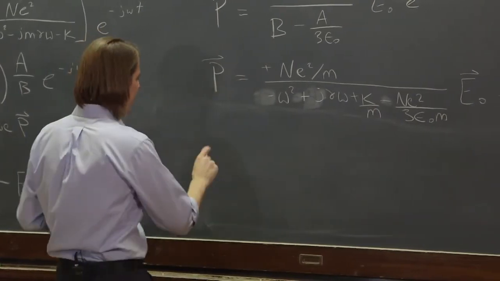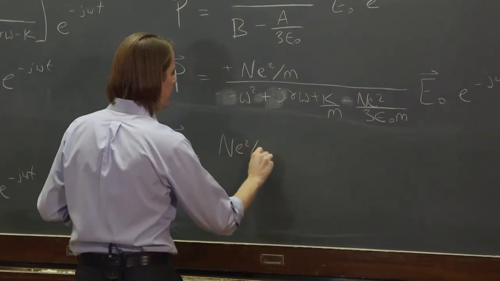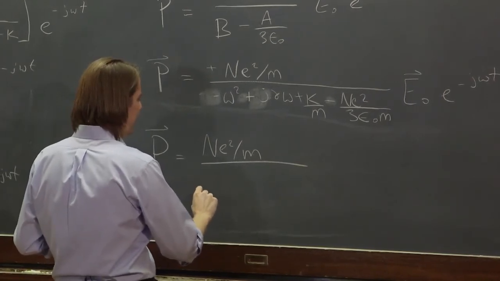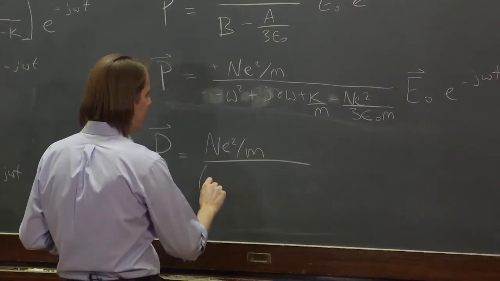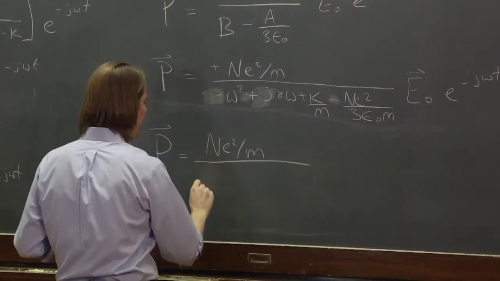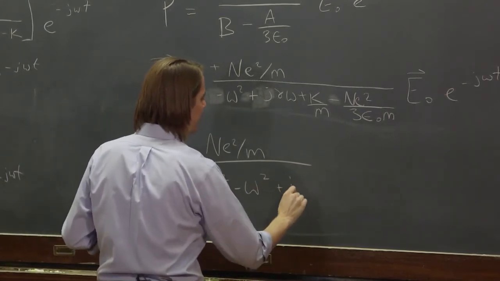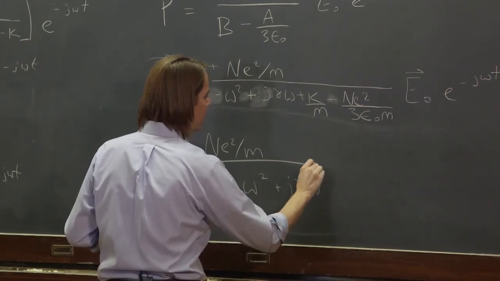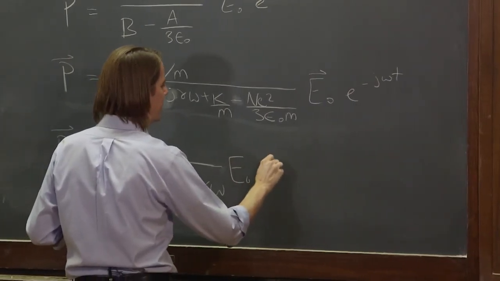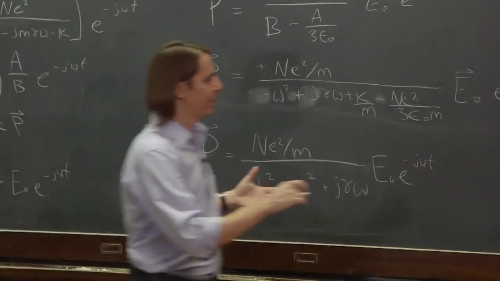So really, you can kind of write this as a resonance by saying big P equals n e squared over m. That's related to their amplitude. And in the bottom, you could write an omega naught squared, a natural frequency squared, minus omega squared, plus the damping term, j gamma omega, times E naught, e to the minus j omega t, where you have a resonance or a damping frequency.